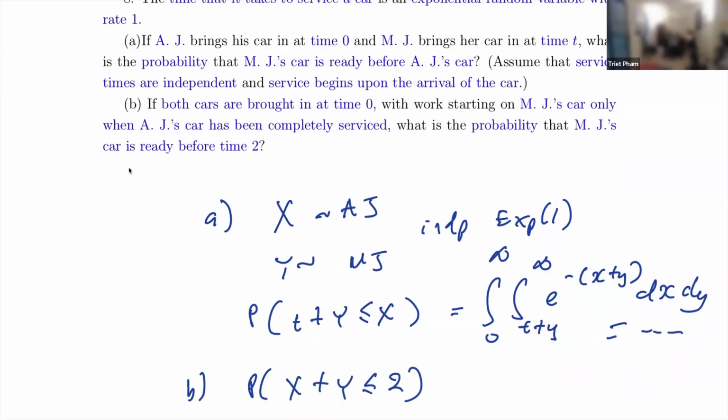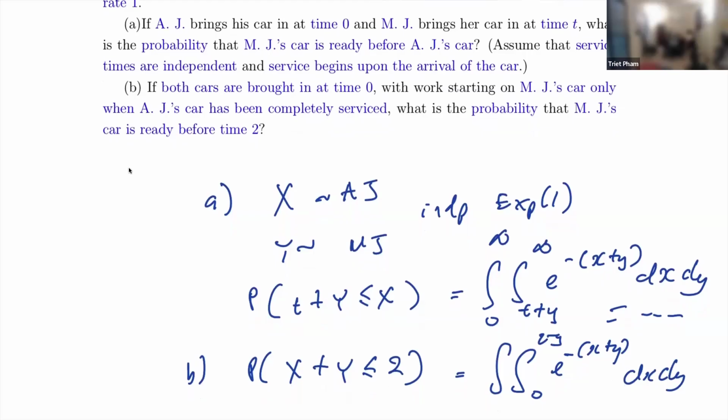which will be the integral of e to the minus (x plus y) dx dy, with x from 0 to 2 minus y. And y runs from where to where? 0 to 2. Not 0 to infinity, 0 to 2. Any question?